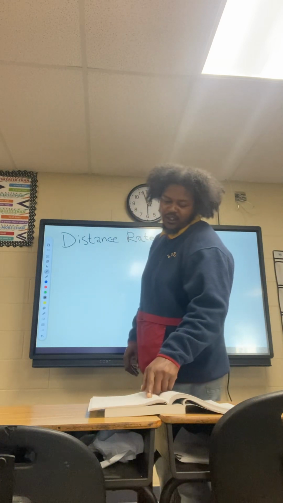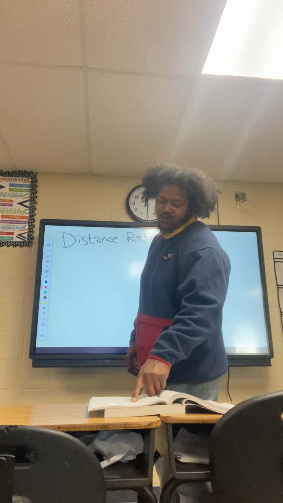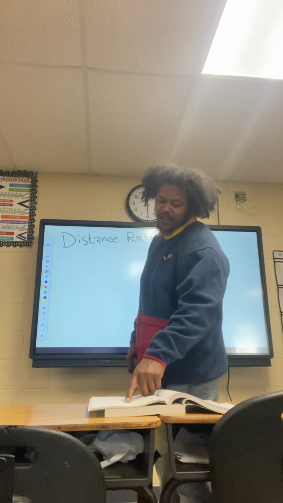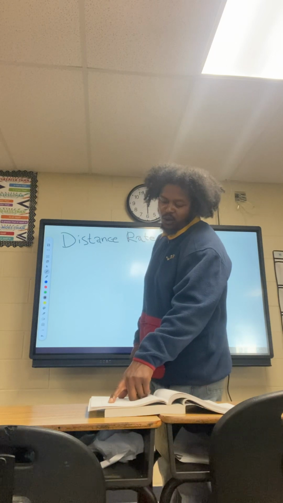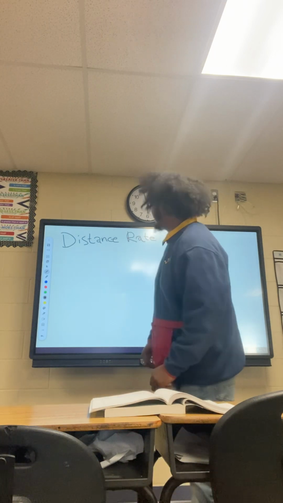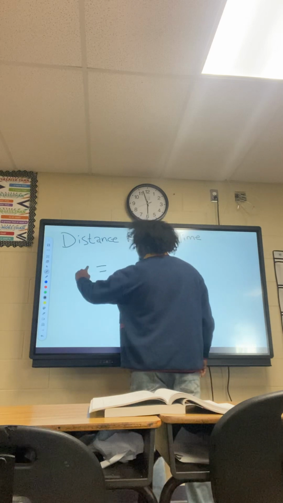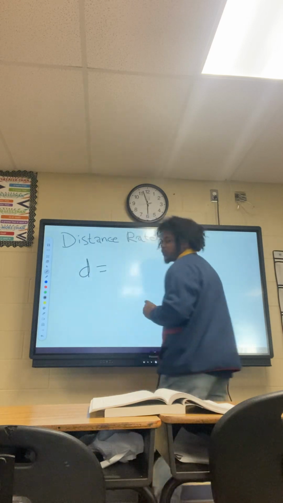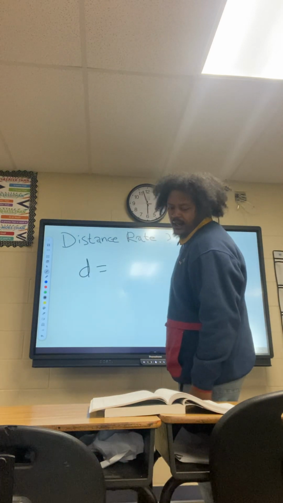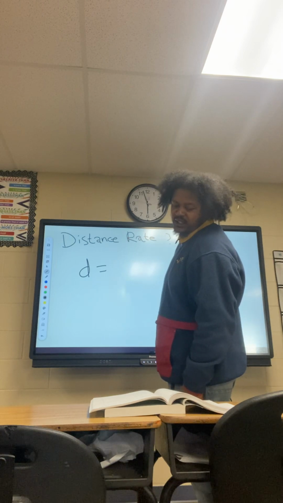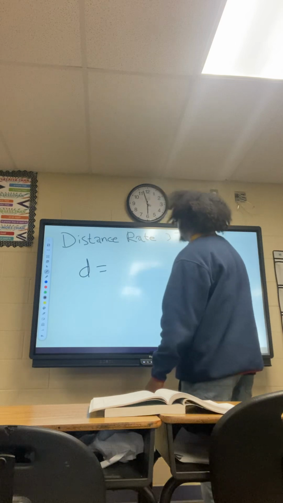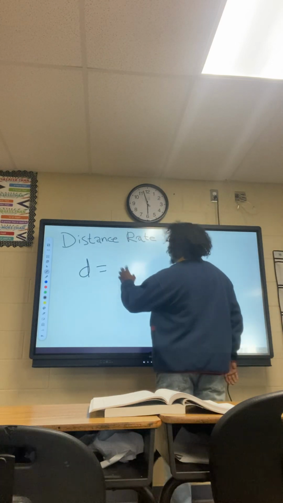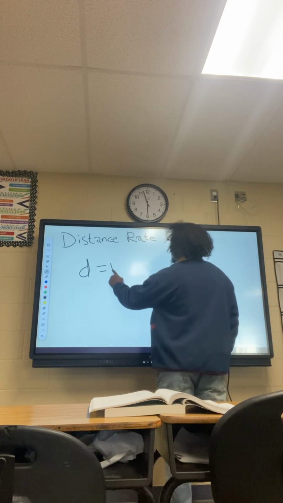It says again, if Adam's plane traveled at a constant speed of 375 miles per hour for 6 hours, how far did the plane travel? So we do not know the distance. So we're going to put equals so we can have our distance here. That's what we're trying to find. So they give us the rate and the time.